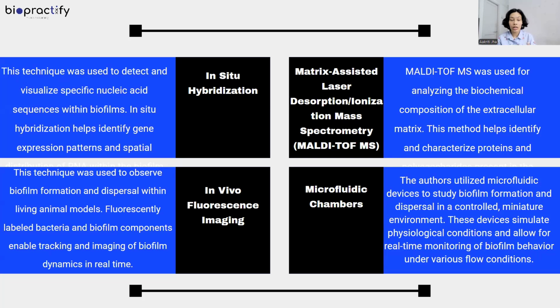Then another one was in vivo fluorescence imaging. This technique was used to observe biofilm formation and dispersal within living animal models. So this used living animal models, and fluorescently labeled bacteria and biofilm components enable tracking and imaging of biofilm dynamics in real time.